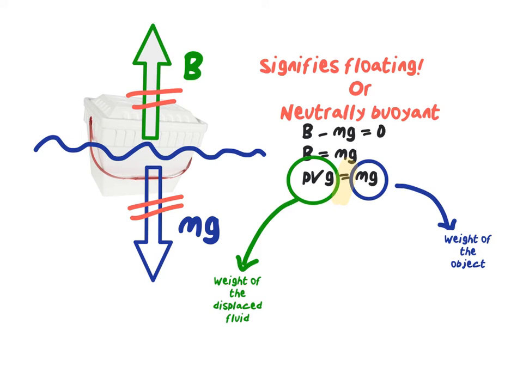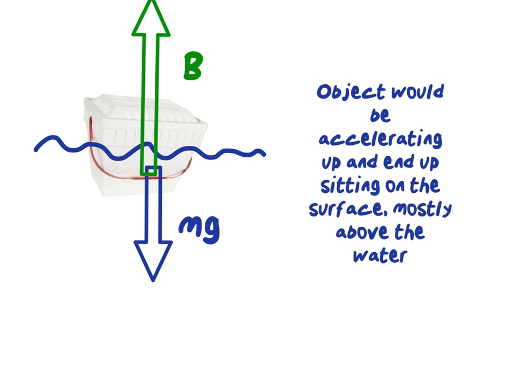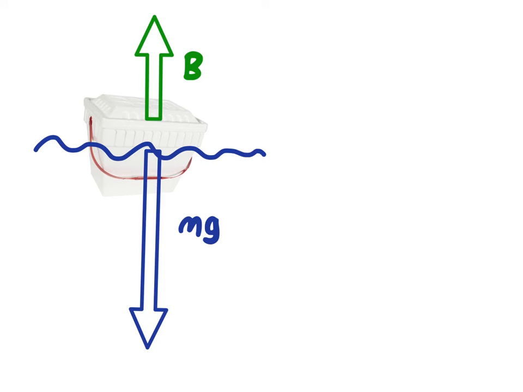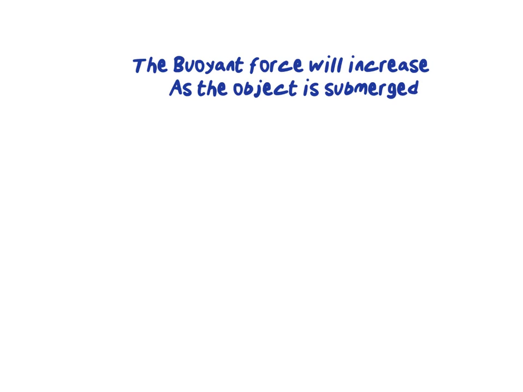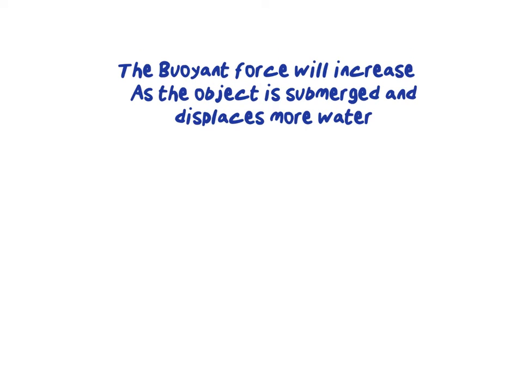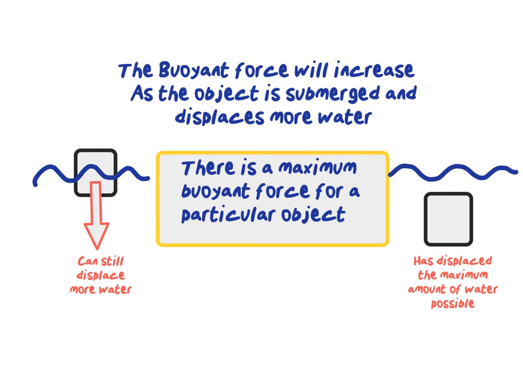Now we can see that if I had a force diagram where the buoyant force was larger than mg, the object would be actively rising up to the surface of the water. And contrary to that, if mg was larger, the object would of course be sinking. So what we've seen so far is that the buoyant force will increase as the object is submerged more or more water is displaced. So you might be thinking, there is actually a point where the buoyant force can't get any larger because I've already displaced the most volume possible from that object.